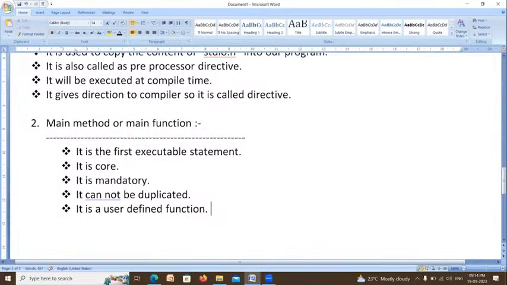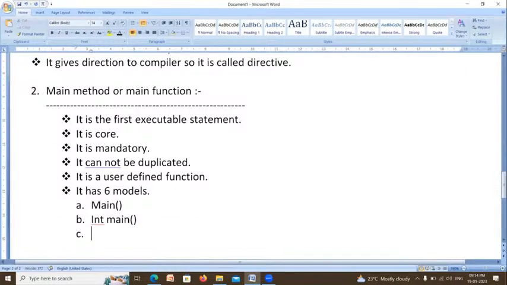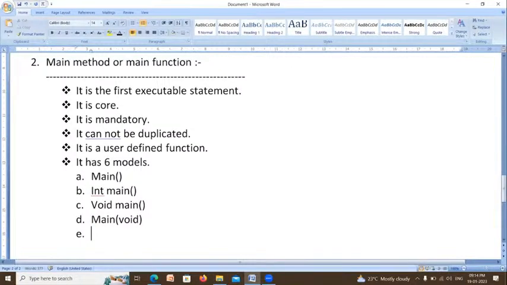We can write the main function in 6 models. First model is you can write main, or you can write int main also, or you can write void main also, or you can write main of void also, or you can write int main of void also, or you can write void main of void also.